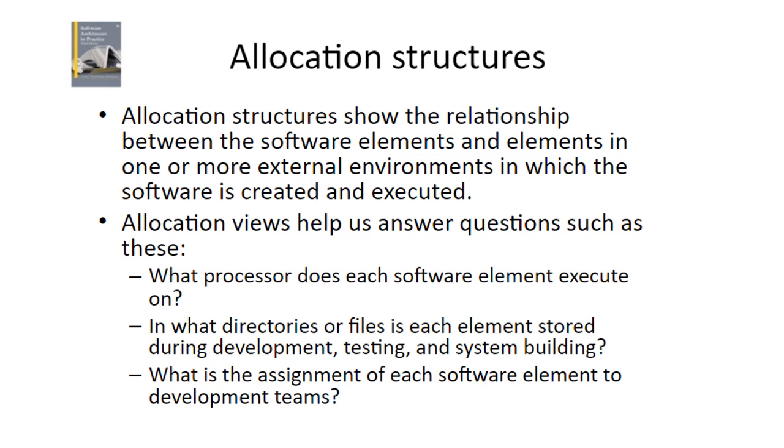The previous structure is the component and connector structure, which connects two elements. The next is the allocation structure, which is going to show the relationship. The previous one was used for the relationship. This is to show the relationship between the software elements and one or more external environments, where the software is going to be created or executed.